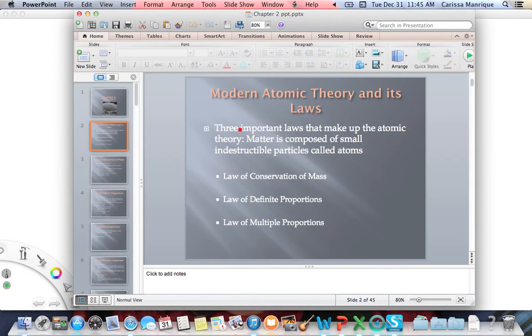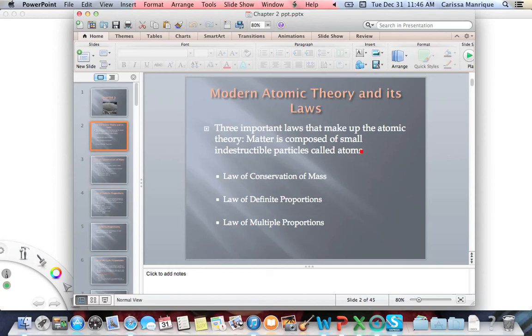There are three important theories that make up the atomic theory. And the atomic theory is: matter is composed of small, indestructible particles called atoms. Okay? So all matter, that's anything that takes up space and has mass, is composed of atoms. So the law of conservation of mass, the law of definite proportions, and the law of multiple proportions basically explain how those atoms interact.